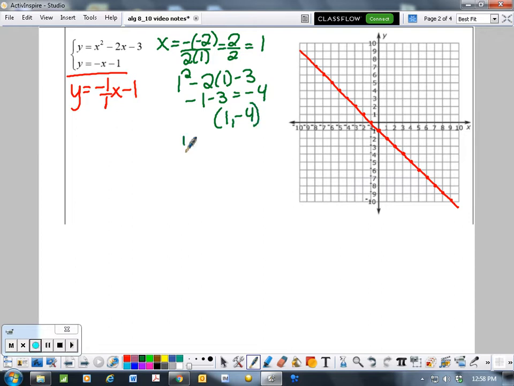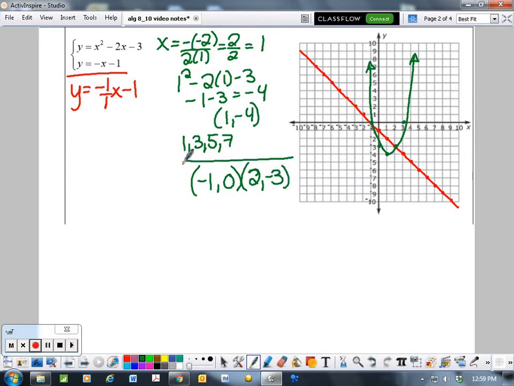My pattern of change is going to be 1, 3, 5, 7 again. So I'm going to go to 1, negative 4. And I'm going to go up 1 over 1. Up 3, 1, 2, 3 over 1. And it looks like I've found my intersections. So my answers are, let's see, the first one is negative 1, 0. And the second one is, not 3, 2, negative 3. And those are the points where they intersect. So negative 1, 0, and then 2, negative 3 right there.